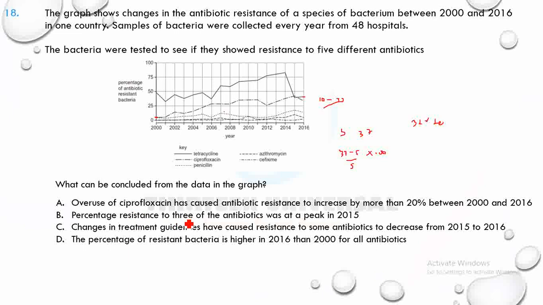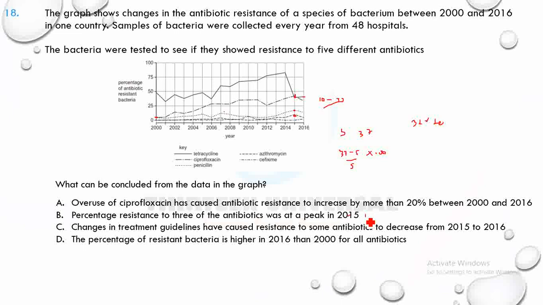Percentage resistance to 3 of the antibiotics was at peak in 2015. Yeah, let's go to 2015, between this and this. So we check it. Yeah, this is at peak here. Okay, this 1, 2, okay, 3. Now this makes more sense because it talks about what is on the graph, percentage of antibiotic resistance. The other one is talking about the use. Though it's correct, it's not more suitable, but this is more suitable.